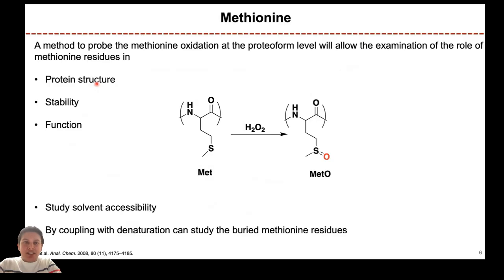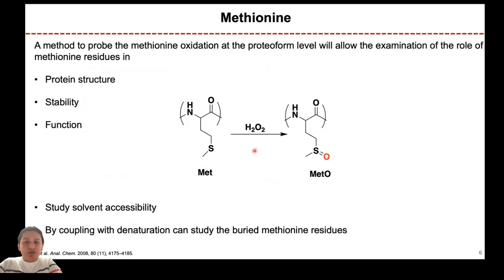As we have seen, the hydroxyl radical footprinting methods focus on a lot of amino acids because the side chains of many amino acids can react with the hydroxyl radical. Whereas a method that can probe the methionine oxidation at the proteoform level will allow the examination of the role of the methionine residues in protein structure, in protein stability, as well as its function. The key reaction here is methionine is allowed to react with hydrogen peroxide. So it will form the methionine sulfoxide.